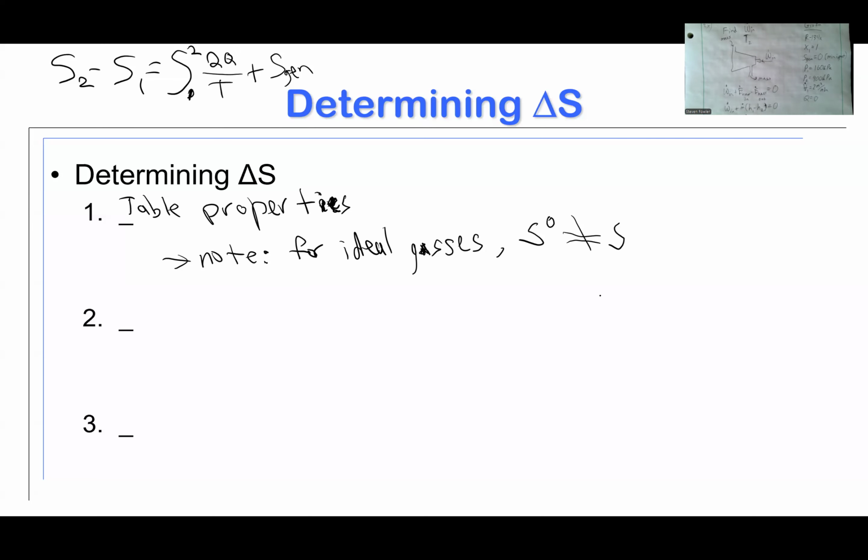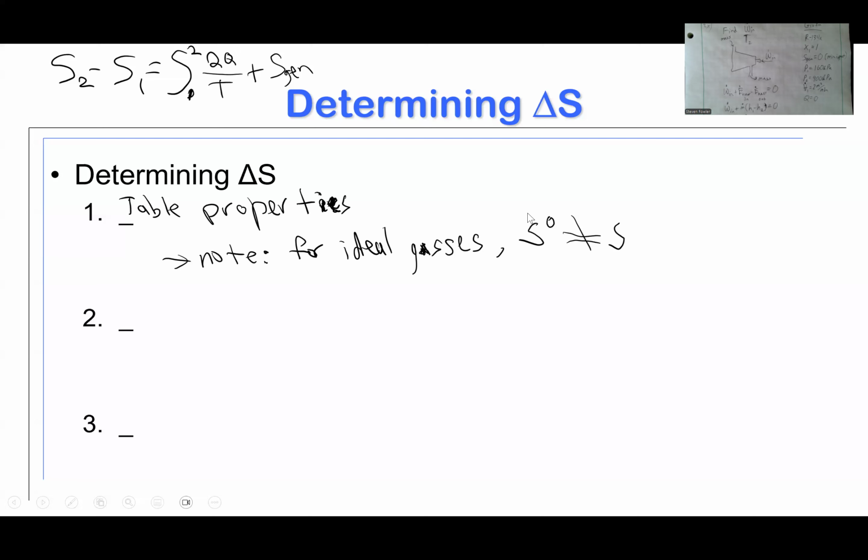If you go look at the tables for water in R134, you get an actual S value. If you go look at the tables for ideal gases, they'll give you this S naught value, this S0 value. And some of the tables will also give you an S plus value. We're going to talk about what we can do with these. These are not S values. You cannot plug those directly into the left-hand side of this equation for the ideal gases.